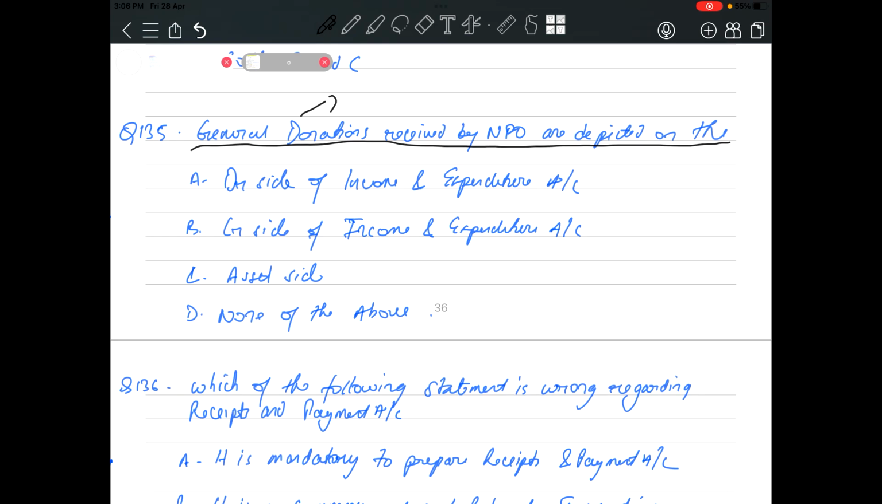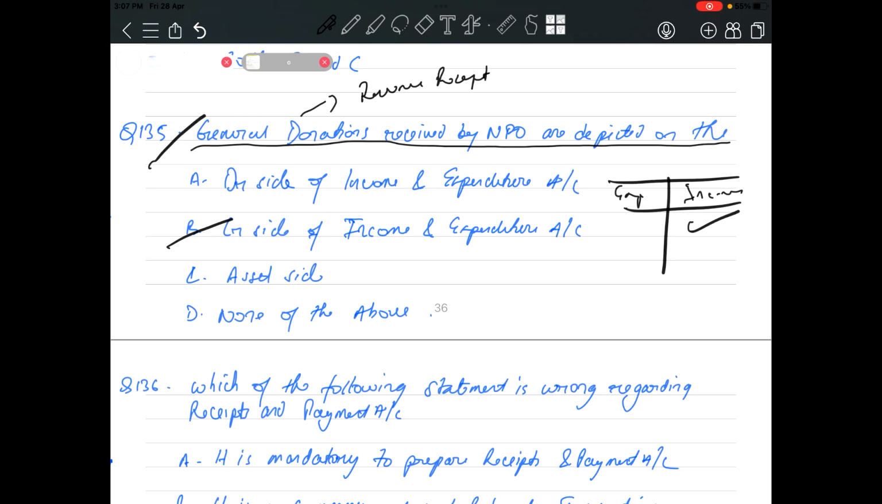This is a revenue receipt. We will assume it to be a general donation of small amount. Where will it go? Debit side of income and expenditure account. See, this is your income and expenditure account. Debit side is for expenses and this is for income, right? This is a revenue receipt and this is an income for the organization, so it will go on the credit side of income and expenditure account.